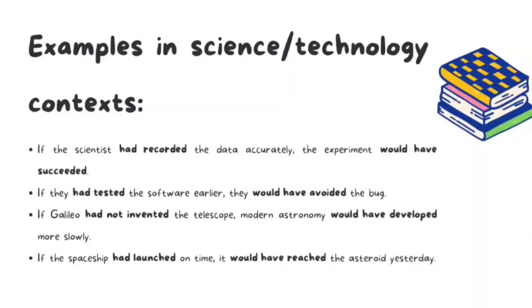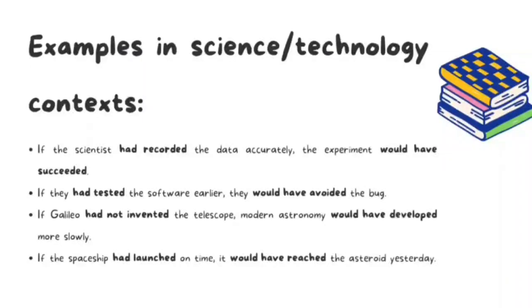Now we look at examples in a science or technology context. The first one, if the scientists had recorded the data accurately, the experiment would have succeeded. Next, if they had tested the software earlier, they would have avoided the bug.